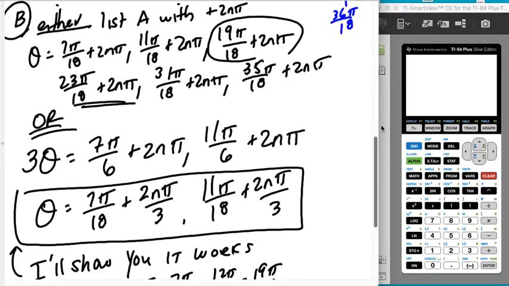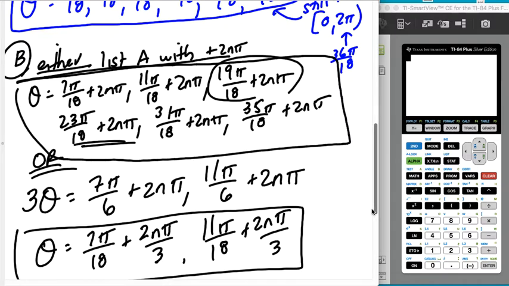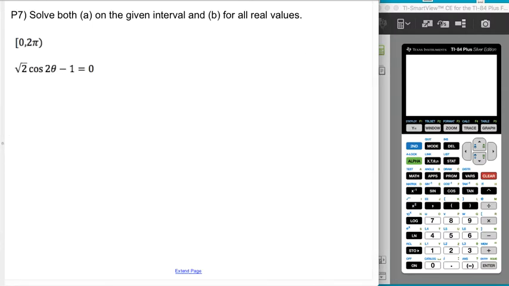So if you did all that work for A, you could totally do this and be like, cool, this is my answer for B, right? Or you could do the faster version, which is literally just taking the two answers that actually happen on the circle, and then dividing by the 3. All right? You're going to go ahead and try P7.